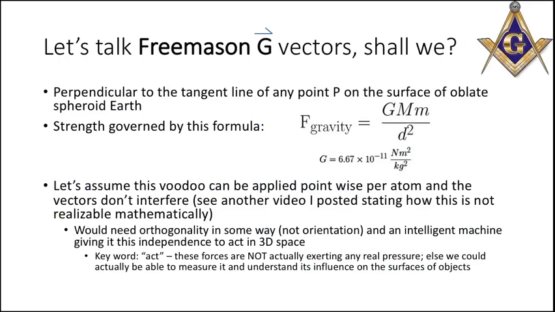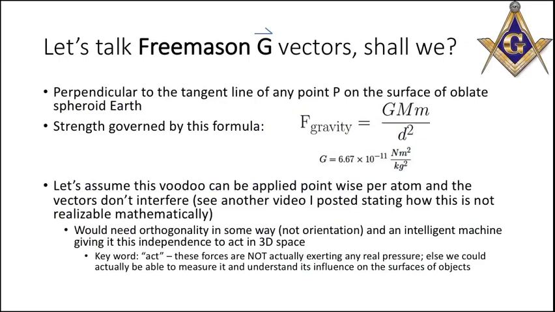So let's take a look at these Freemason G vectors. And so we know by consensus, no one, at least from what I've heard so far from the ball earth community, will argue that these gravity vectors would need to act perpendicular to the tangent line of any point P on the surface of an oblate spheroid. This is obvious. That means that everybody would be able to stand and not be leaning in any kind of way. So we're always standing, everything is resting perpendicular to the surface of this apparent oblate Earth.